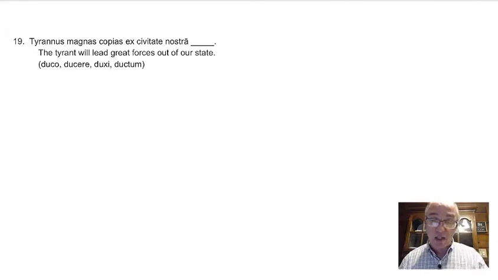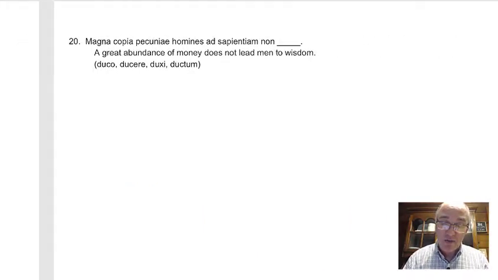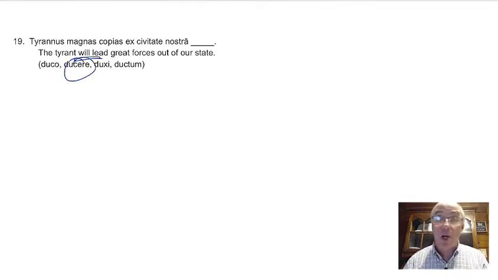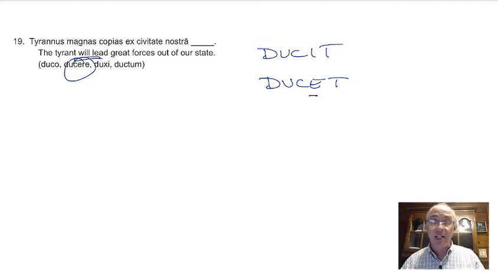19. Tyrannus magnas copias ex civitate nostra. The tyrant will lead great forces out of our state. So the will lead, that's a future tense of this verb, ducere. And the sign for the future of a third conjugation verb is an E. Ducit is the present tense. He is leading. Ducet, he will lead.